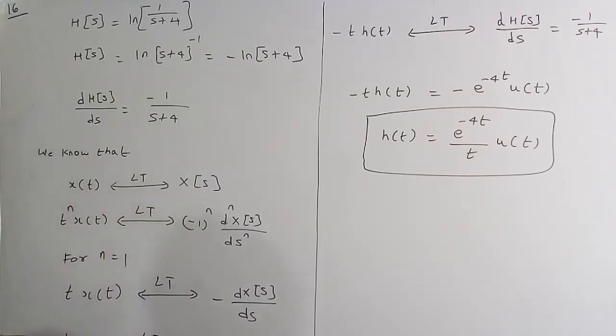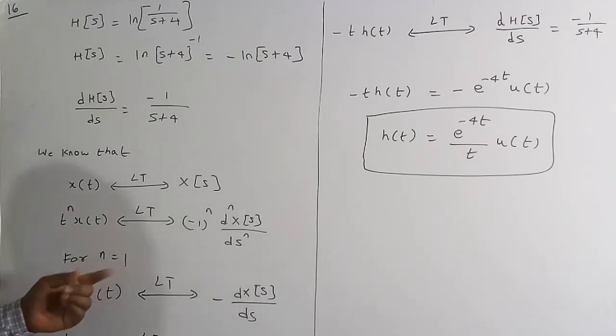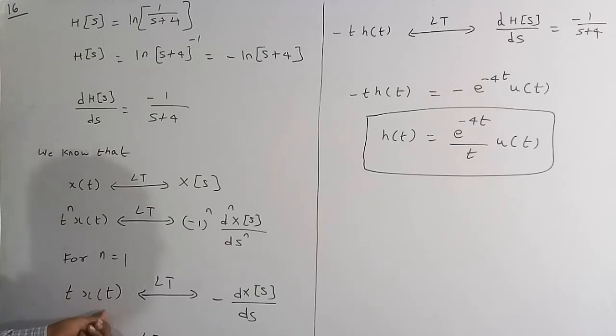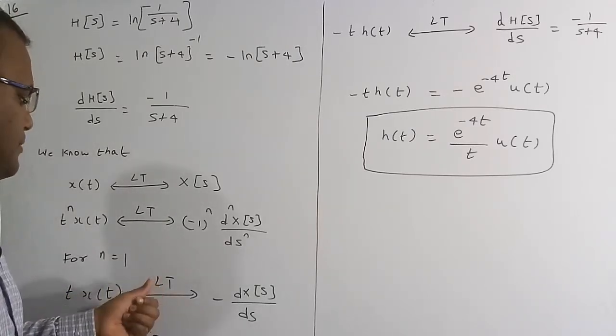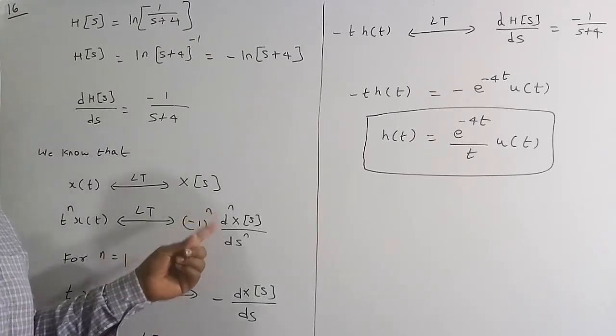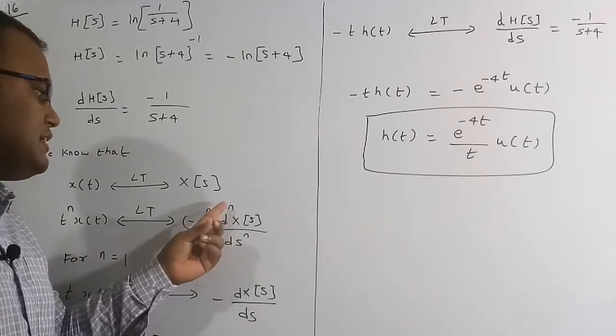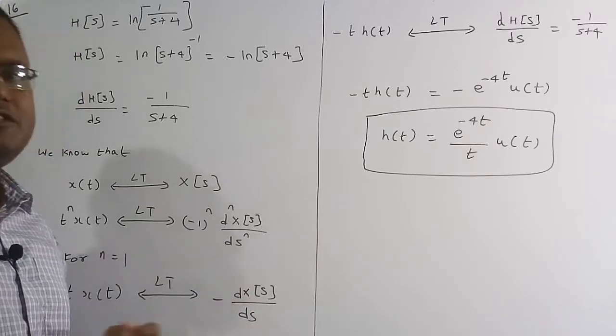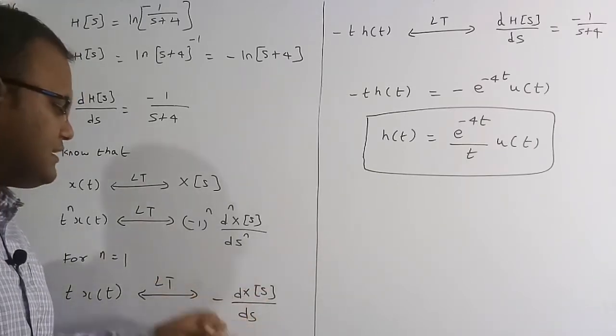Now I am going to assume n is equal to 1. Let's see what happens if you assume n is equal to 1: t into x of t gives a Laplace transform of minus 1 to the power of 1, which is again minus 1, and in place of n you place 1. Therefore it is nothing but the first differentiation, d of x of s by d of s.